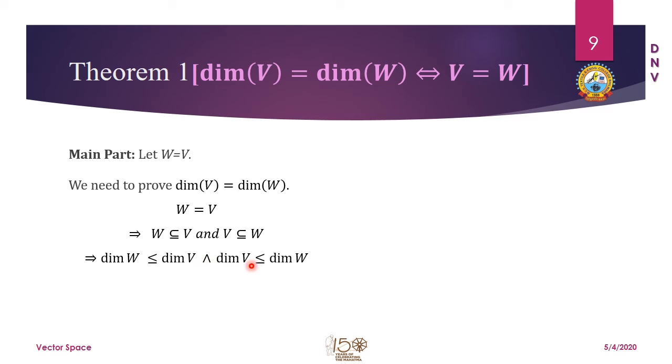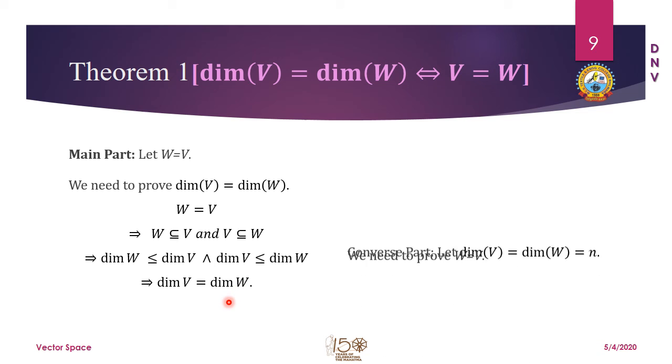And this dimension of V will be less than or equal to dimension of W due to this relation. So these two relations give me these two things. And when a number is less than or equal to another number, and the reverse is also there, then equality is the only possibility. So what can we write? Dimension of V is equal to dimension of W. So in a nutshell, we can say that if two sets are equal, then their dimensions are always equal.